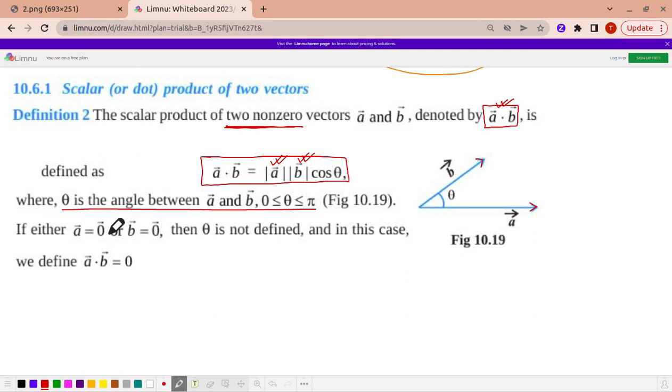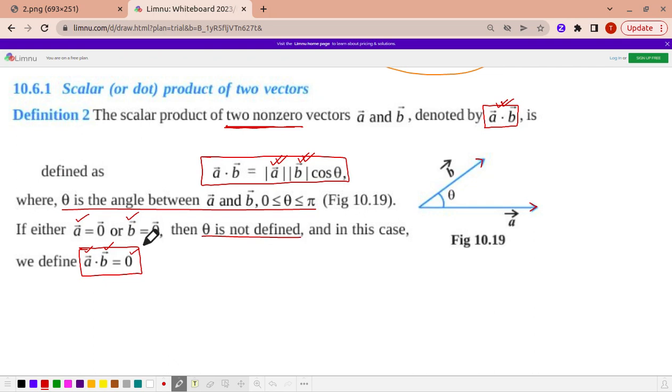Now, if any one of them is a null vector or zero vector, that means if A is a zero vector or B is a zero vector, then theta is not defined. We need not define theta. In that case, we can say that A dot B is equal to 0. You will notice that in A dot B there is a vector notation on A, that is why there is an arrow on A, and a vector notation on B, that is why there is an arrow on top of B, but the result is a pure real number 0, not a vector.